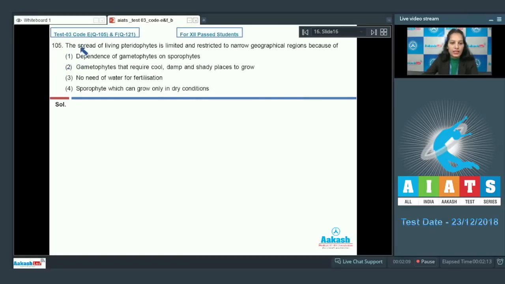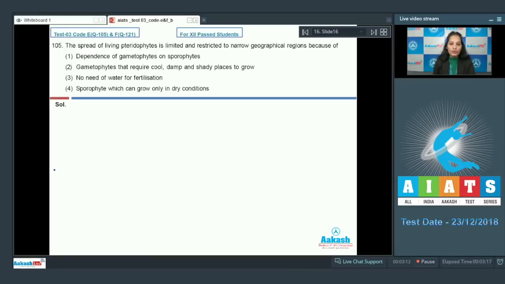Question number 105. The spread of living pteridophytes is limited and restricted to narrow geographical regions because of: first option, dependence of gametophytes on sporophytes. Second, gametophytes that require cool, damp and shady places to grow. Third, no need of water for fertilization. Fourth, sporophyte which can grow only in dry conditions. Before dealing with this question, you should know pteridophytes require water for fertilization. As you know, they have male gametes called antherozoids and female archegonium.